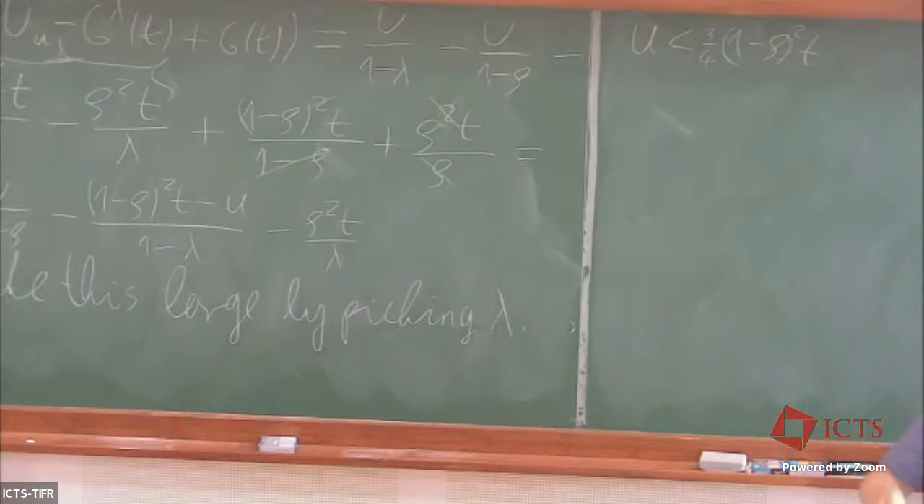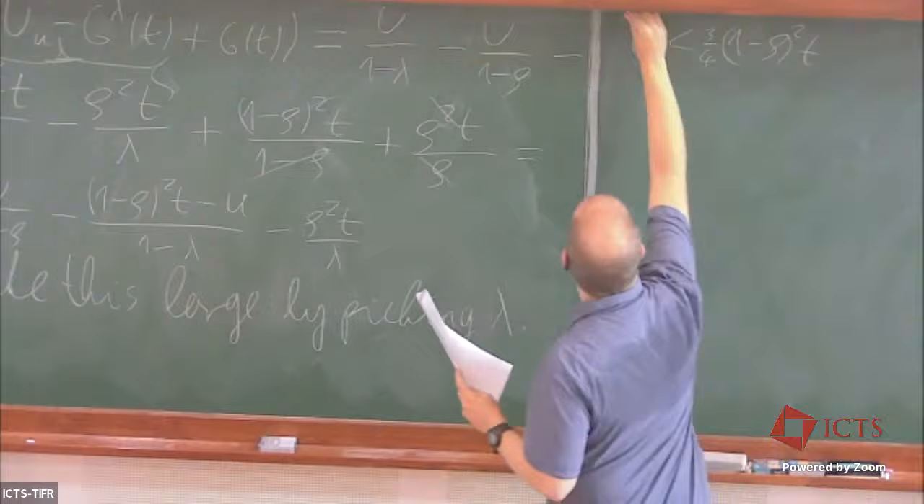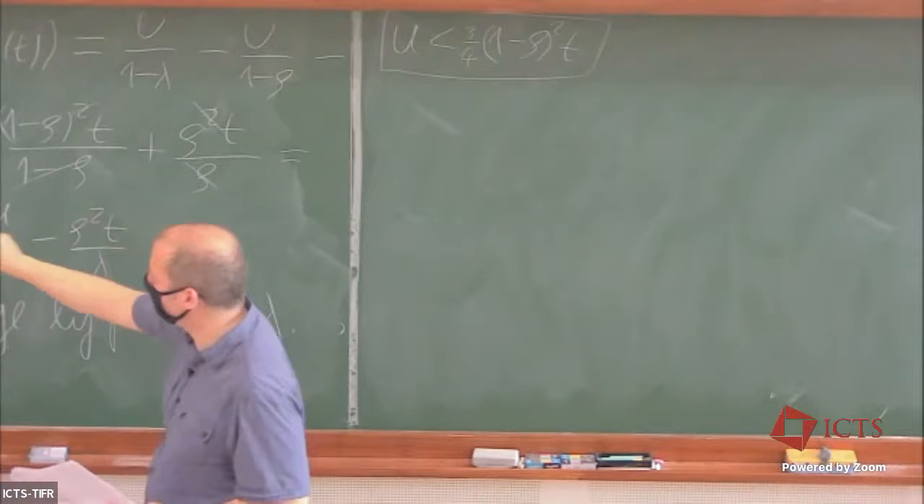You need to handle the other case. So you need to handle what happens when U is bigger than that. I'm not gonna do it here. That's not the main thing. You can do that. It's not very important. So I'm gonna assume from now on that I have that, then this is positive. This is also positive. They both have a minus sign in front of them.